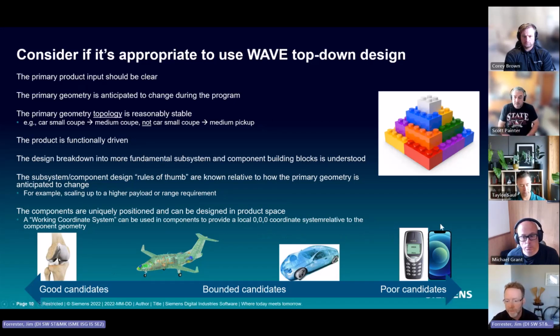And here's an example of something that's poor. This phone looks completely different than that phone. But phones now are starting to look pretty stable. So as phones firm up from an architecture, topology and function point of view, they're going to start sliding down to the left. And you might be able to use Wave to design some of that phone.